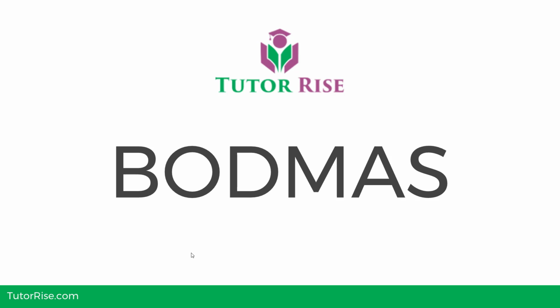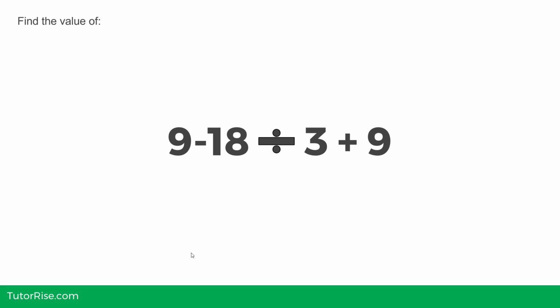Today I'm going to look at the topic of BODMAS. This is going to give us an opportunity to look at mixed calculations and to see how to solve them. So let's take a look at the first mixed calculation. Basically, it asks us to find the value of 9 take away 18 divided by 3 plus 9.